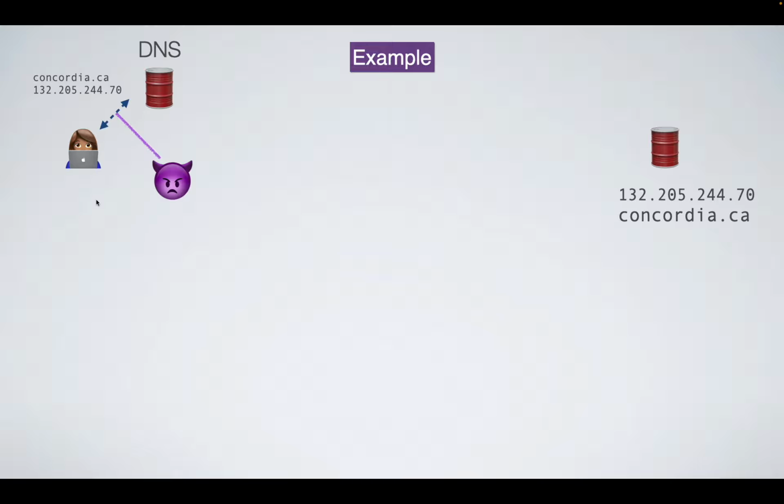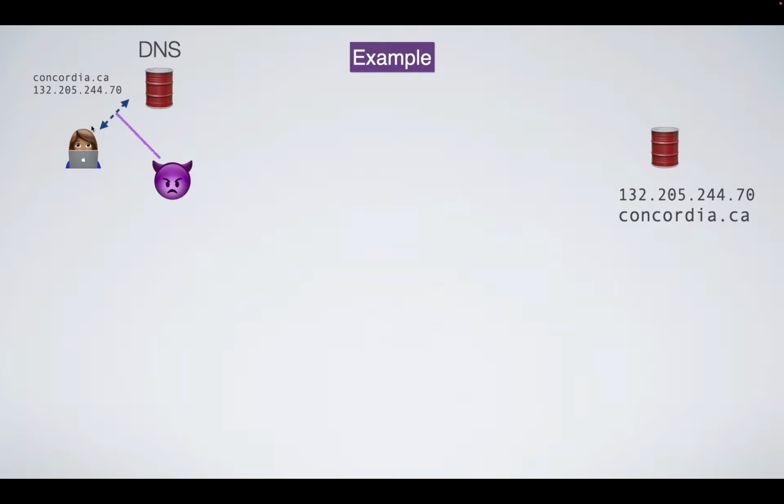An adversary over normal DNS, if they want to send you to their website, when they see the real DNS packet coming, they just switch the IP address to their own IP address. Now you're going to their server instead of going to the proper Concordia. So it's very simple.